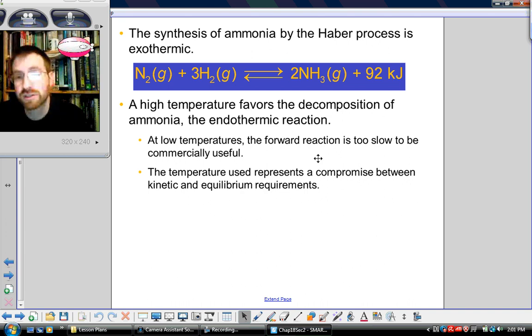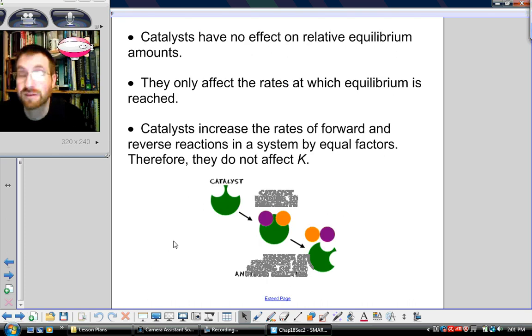At low temperatures, the forward reaction is too slow to be commercially usable. The temperature used represents a compromise between kinetic and equilibrium requirements. We tend to do it at a very high temperature, but also very high pressure.